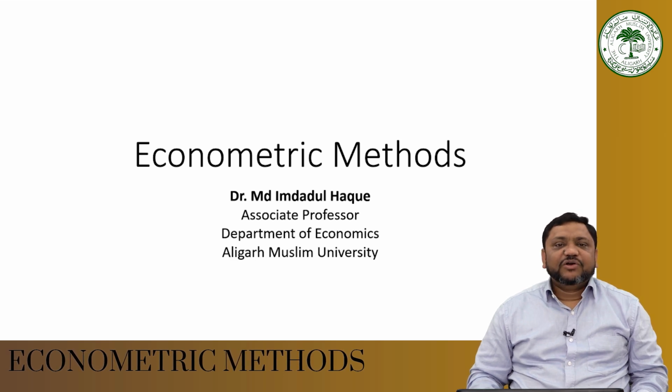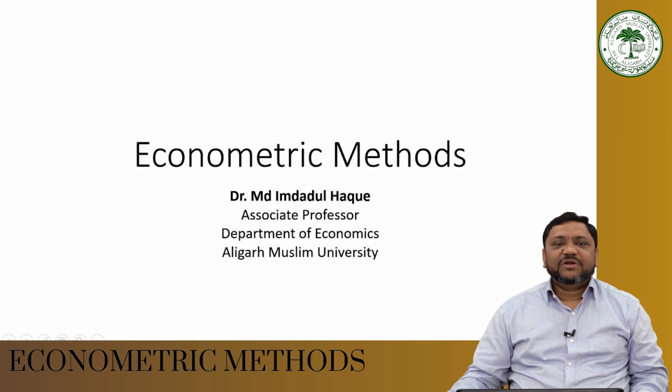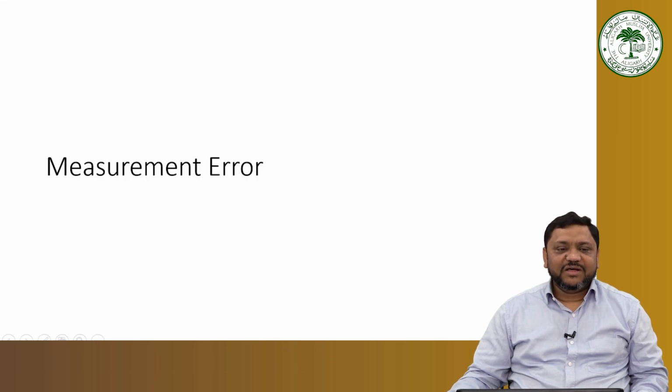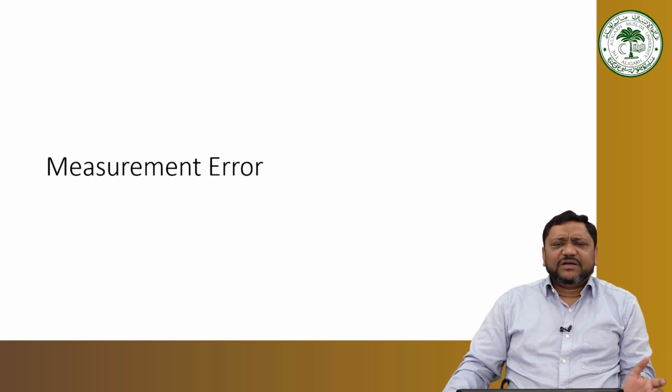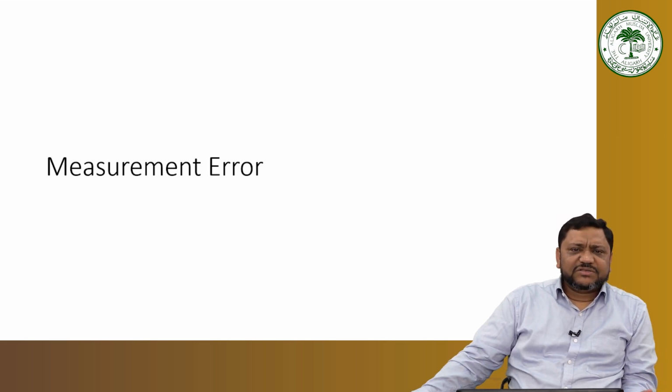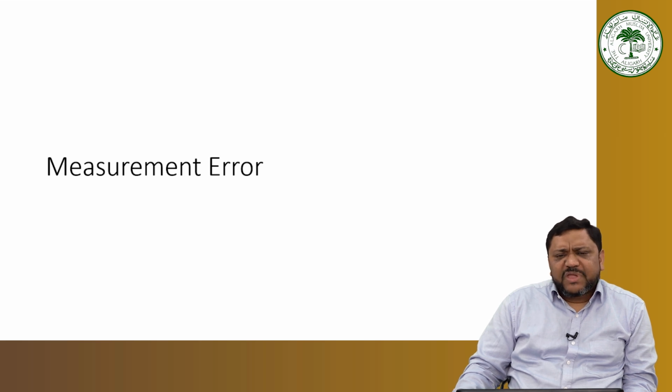Today's lecture, we will be concentrating on a phenomenon which is called error in variables, or measurement error. This is a different type of error, other than what we have studied under serial correlation or heteroscedasticity.